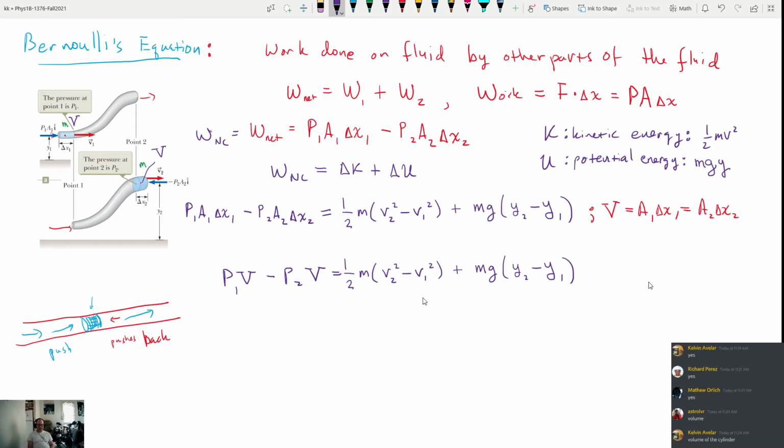This is a pretty interesting equation if you look at it. It basically says that the change in kinetic energy plus the change in potential energy of your fluid is going to be directly related to the pressures, the pressure at P1 and the pressure at P2. That seems to mean that pressure not only depends on depth, which we already knew, right? We already knew that pressure depended on depth. It also depends on velocity, the rate at which the fluid flows.